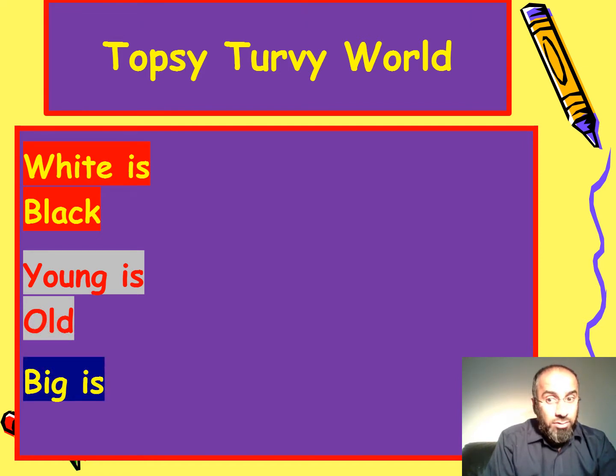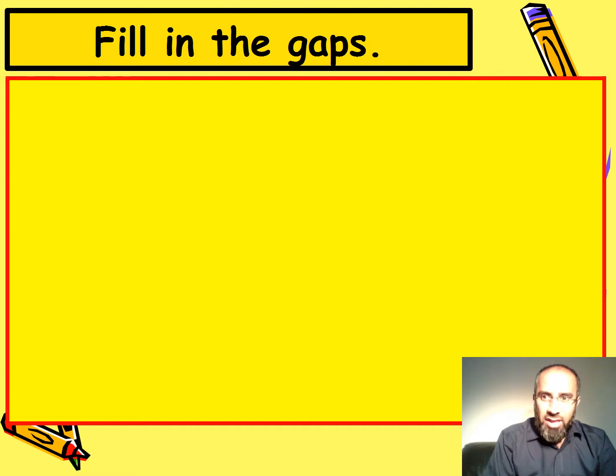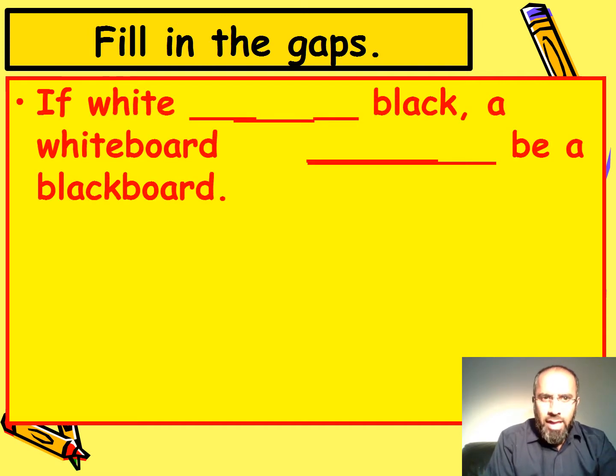And big is not big. Big is small. Excellent. Okay, I'm going to give you a little bit of filling in the gaps, and I would like you to tell me how you can fill in these gaps. So if white, black, a whiteboard, be a blackboard.